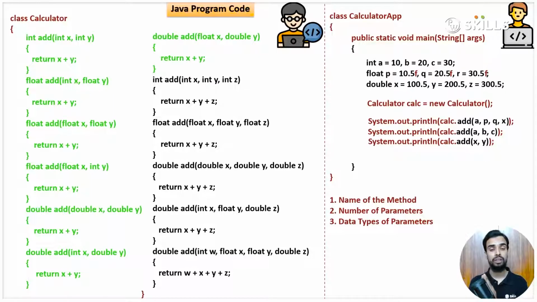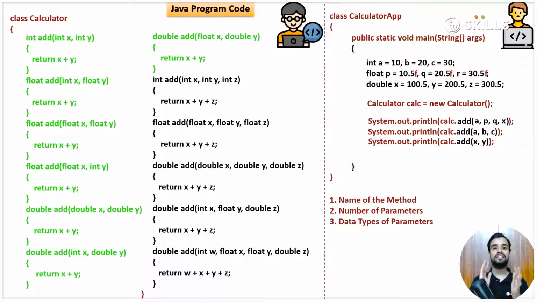Immediately, the compiler would come back, and once again, it is going to use the third piece of information here, which is nothing but the type of the parameters. I am looking for a method whose name is add, and it should be accepting exactly two parameters, and both of those parameters have to be double type.